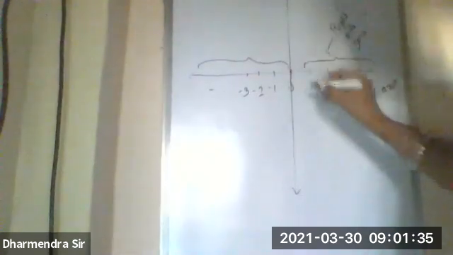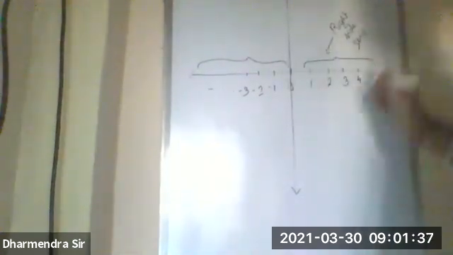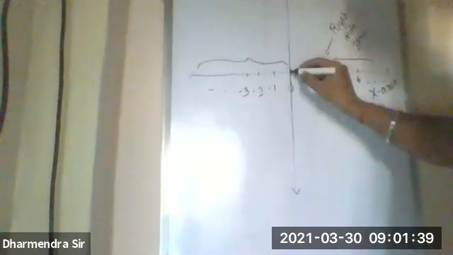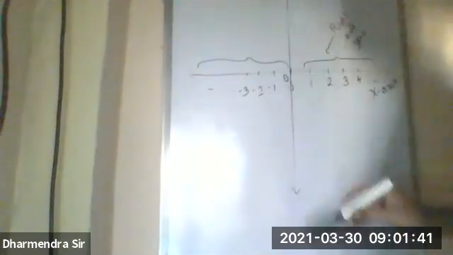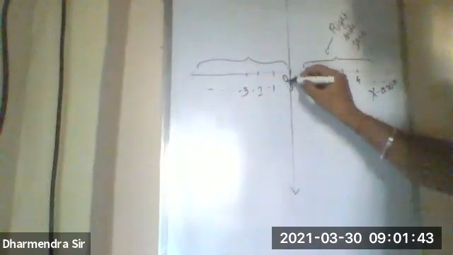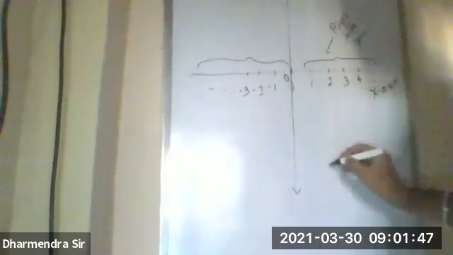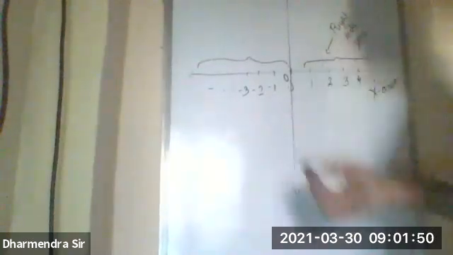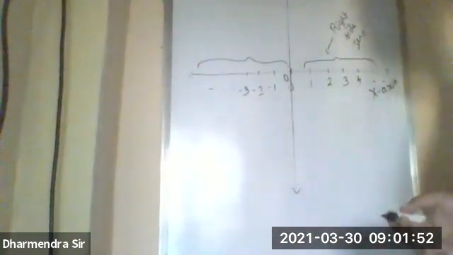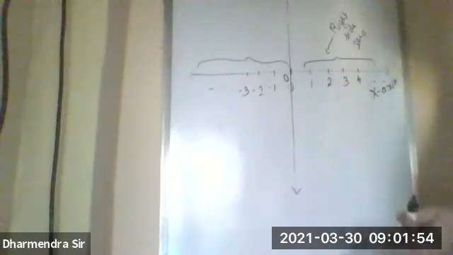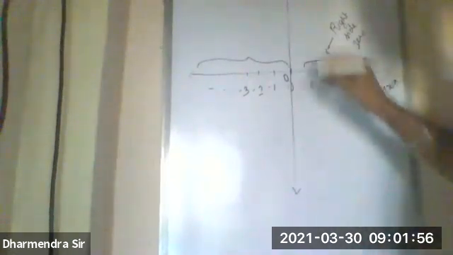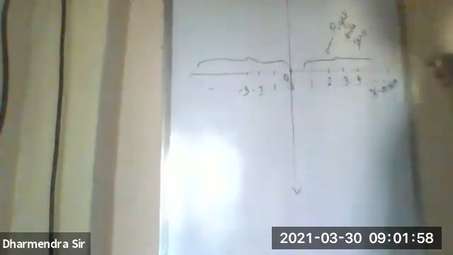The point at which these two lines, that is the x-axis and y-axis, intersect is called the origin. We represent it by capital O, and its value we will discuss later on. It is 0, comma 0. How it came into existence, that also I will explain to you. So this is the y-axis and this is the x-axis.